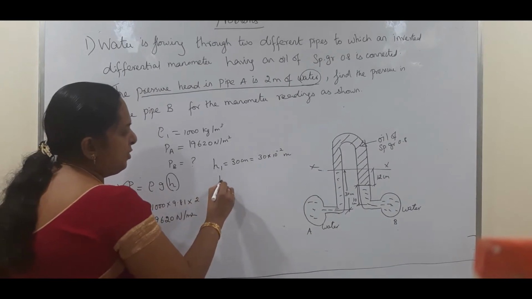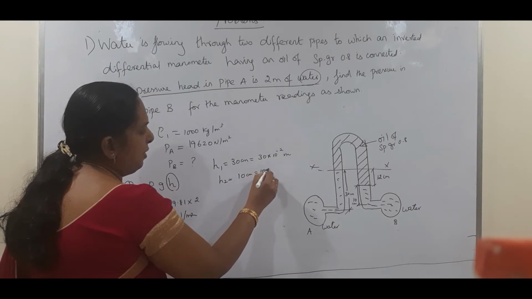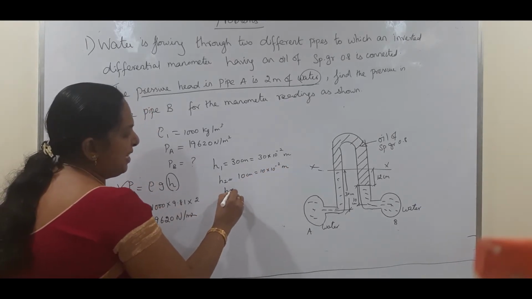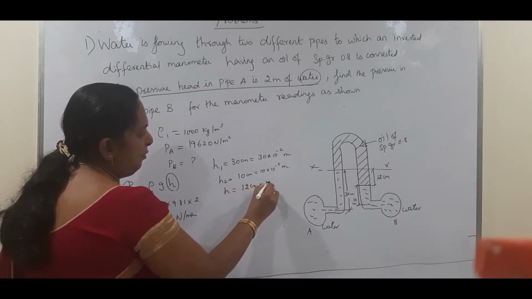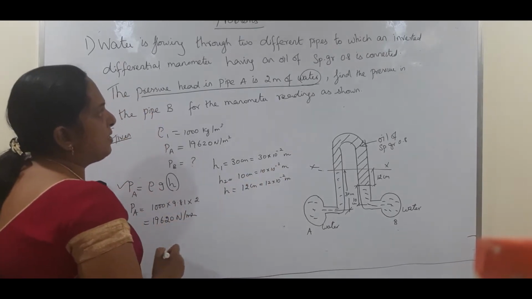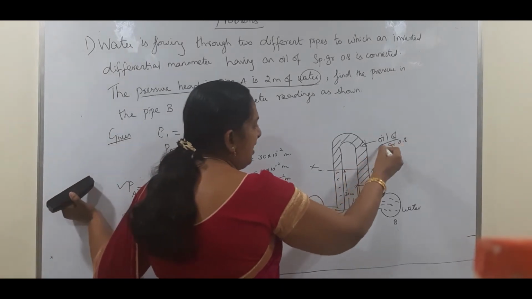Okay, and similarly H2. H2 is 10 centimeter. It is 10 into 10 to the power of minus 2 meters. And similarly what is H? H is the height of the mercury. It is 12 centimeter, that is 12 into 10 to the power of minus 2 meter. And one specific thing I have to say here. This is not made of mercury. This is made up of oil of specific gravity.